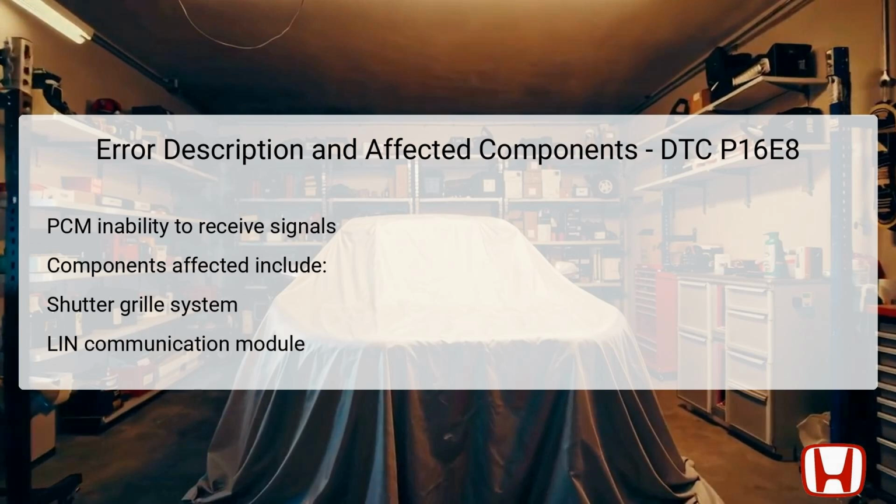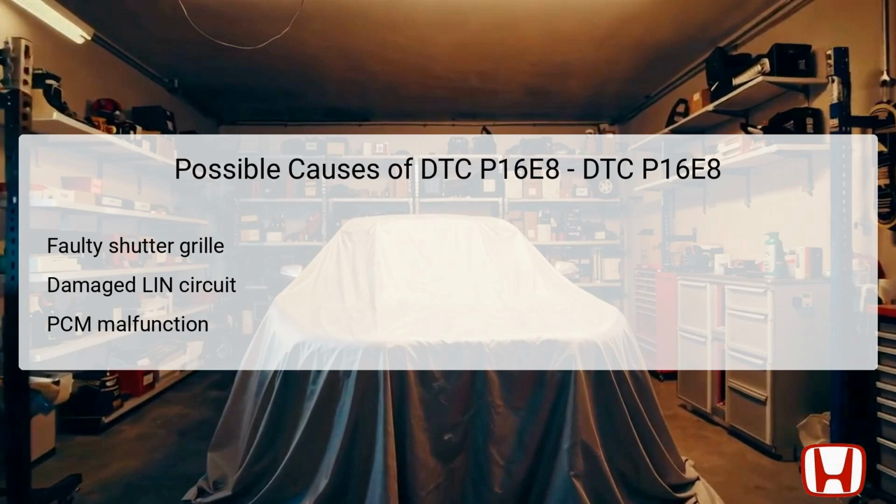The communication pathway relies on the LIN system, which enables different components within the vehicle to relay information to one another. This malfunction hampers the proper functioning of not just the shutter grille, but could also impact other systems dependent on this interaction. If the PCM cannot successfully receive these signals, it interprets this as an abnormality and triggers the DTC.